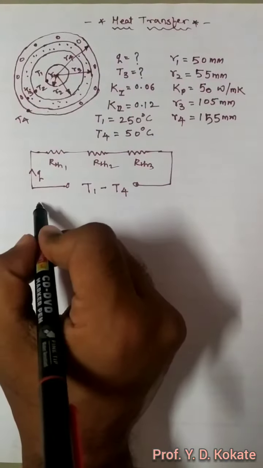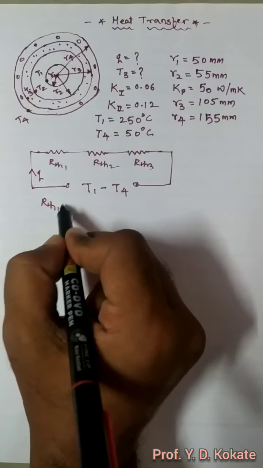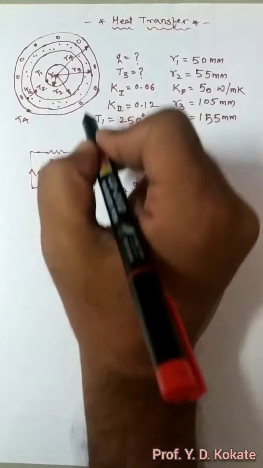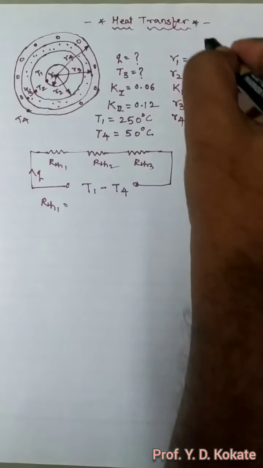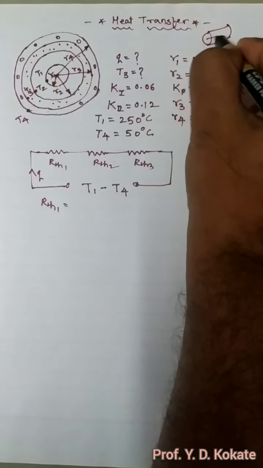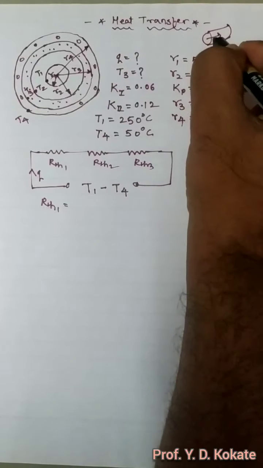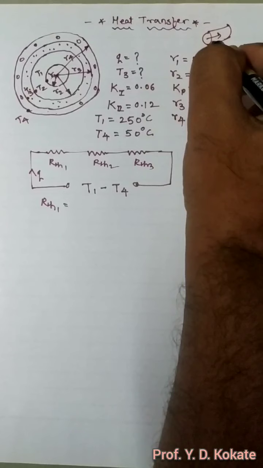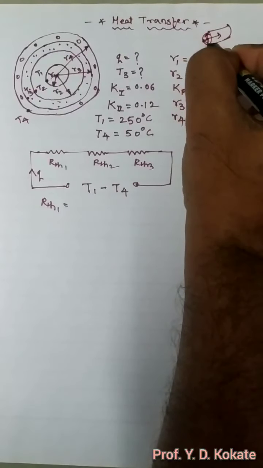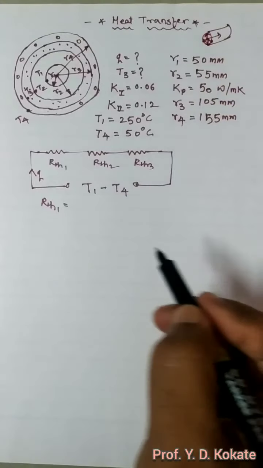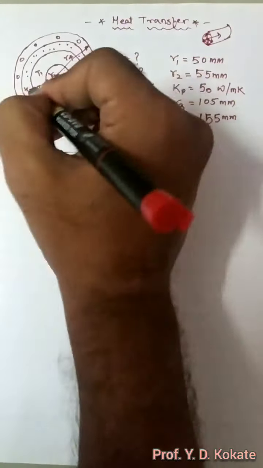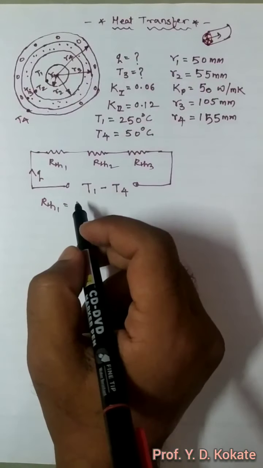So the first one is RTH1. Here heat is transferred in the radial direction. Always remember that when heat transfer takes place in the axial direction, though it is a cylinder, at that time I use the formula of a slab. But if the same heat is transferred in the radial direction, then I use the cylindrical form. Okay, this is very important. So now heat is transferred in a radial direction, so I use the formula of a cylinder.